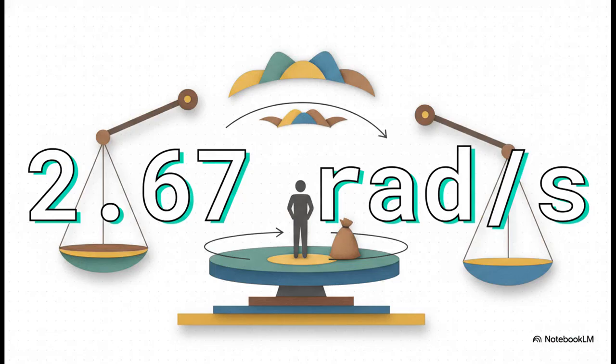Well, using the conservation of angular momentum, the calculated speed actually drops to 2.67 radians per second. Because the external torque is 0, momentum has to be conserved. But since adding that sandbag right at the edge drastically increased the system's moment of inertia, the angular velocity is literally forced to decrease to compensate for it. It's a perfect balancing act.